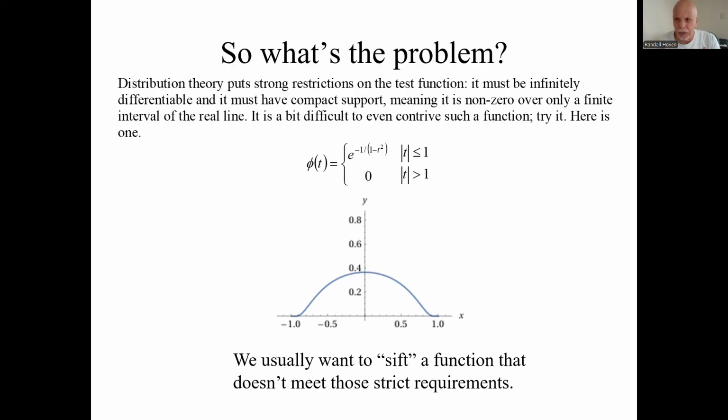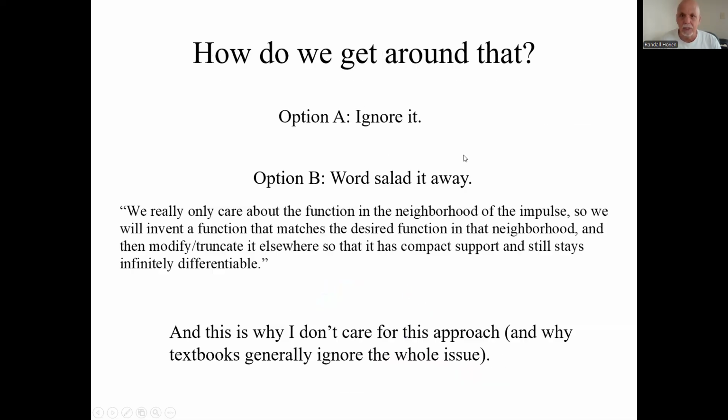I found it hard to even contrive a function that satisfies those requirements imposed by distribution theory. Not t, not a polynomial, not sines and cosines. Here is an example, and it had to be contrived. And the big thing we want to use the Dirac Delta function with, or the distribution, is to do this sifting. But you've got to sift a function, but hardly any functions satisfy the requirements.